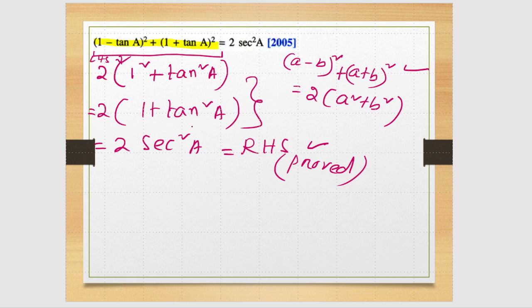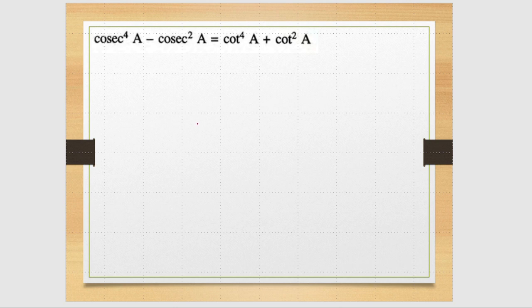Okay, now let's go for the next formula. Next question. What is the question here? Cosec to the power 4 A minus cosec square A equals cot to the power 4 A plus cot square A. So we will take this LHS. What is this?